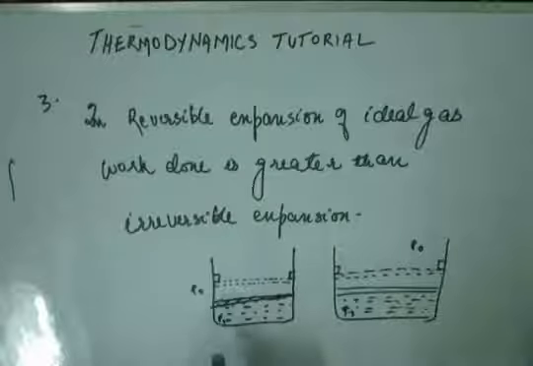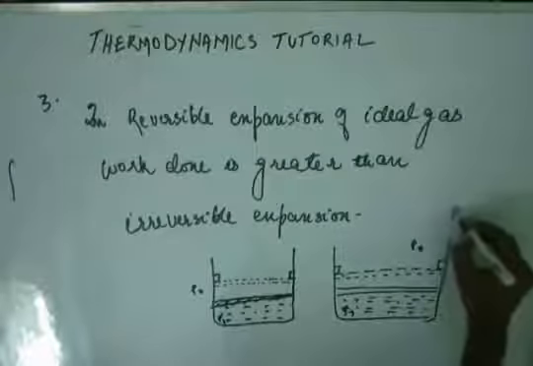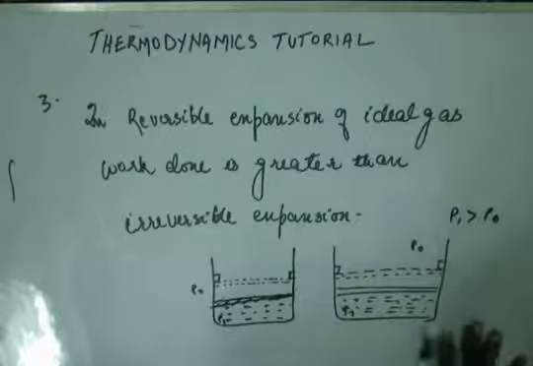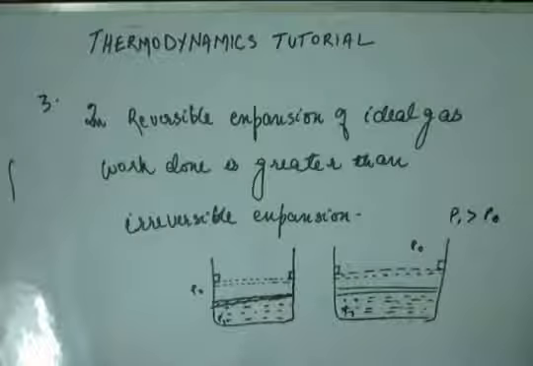So this means P1 is much greater than P0, or P1 is at least greater than P0. Only then will the piston come upward. That means the internal pressure has to be greater than the external pressure. Then only the piston will go up, otherwise it will move down. So we are assuming that the piston is going up. That means the internal pressure is greater than the external pressure.